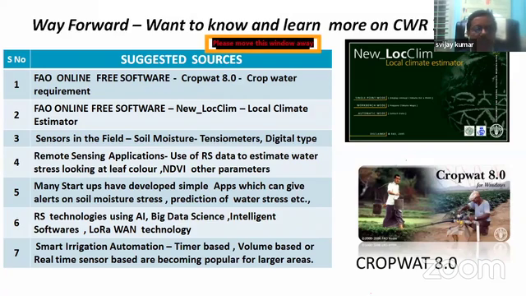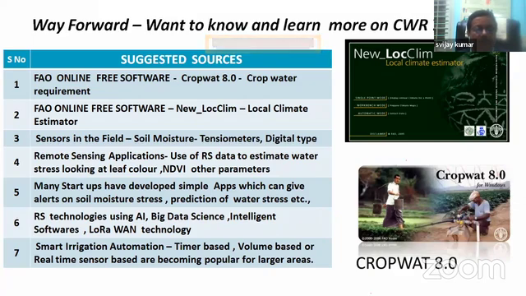Now, you must have come across a lot of sensors in the field. A lot of people are using smart irrigation. So you have soil moisture sensors, you have tensiometers, you have digital tensiometers. These are also very useful in finding out the water requirement.